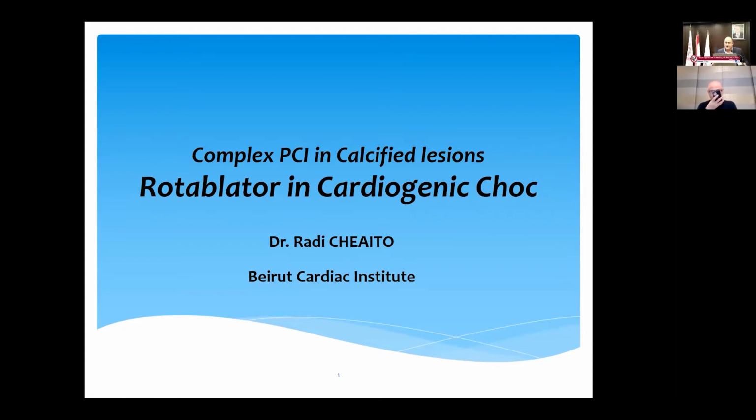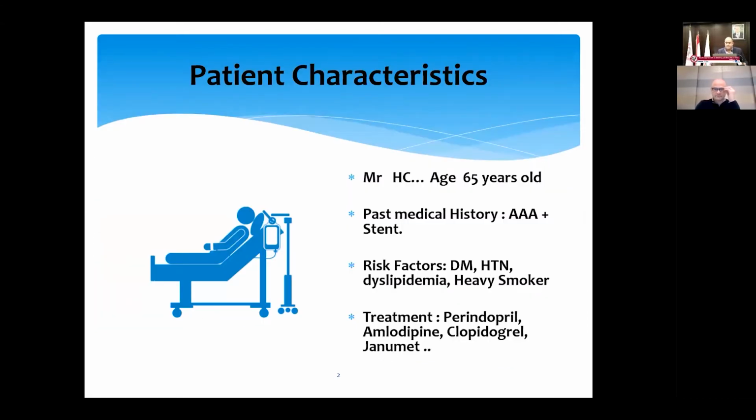I will present you a rapid complex angioplasty in calcified lesion, mainly the use of rotablator in cardiogenic shock. My patient was 65 years old. His past medical history was noticed with aneurysm in the ascending aorta treated by stent. His risk factors were diabetes, hypertension, dyslipidemia, and heavy smoking. He was under treatment with perindopril, amlodipine, clopidogrel, and Janumet.